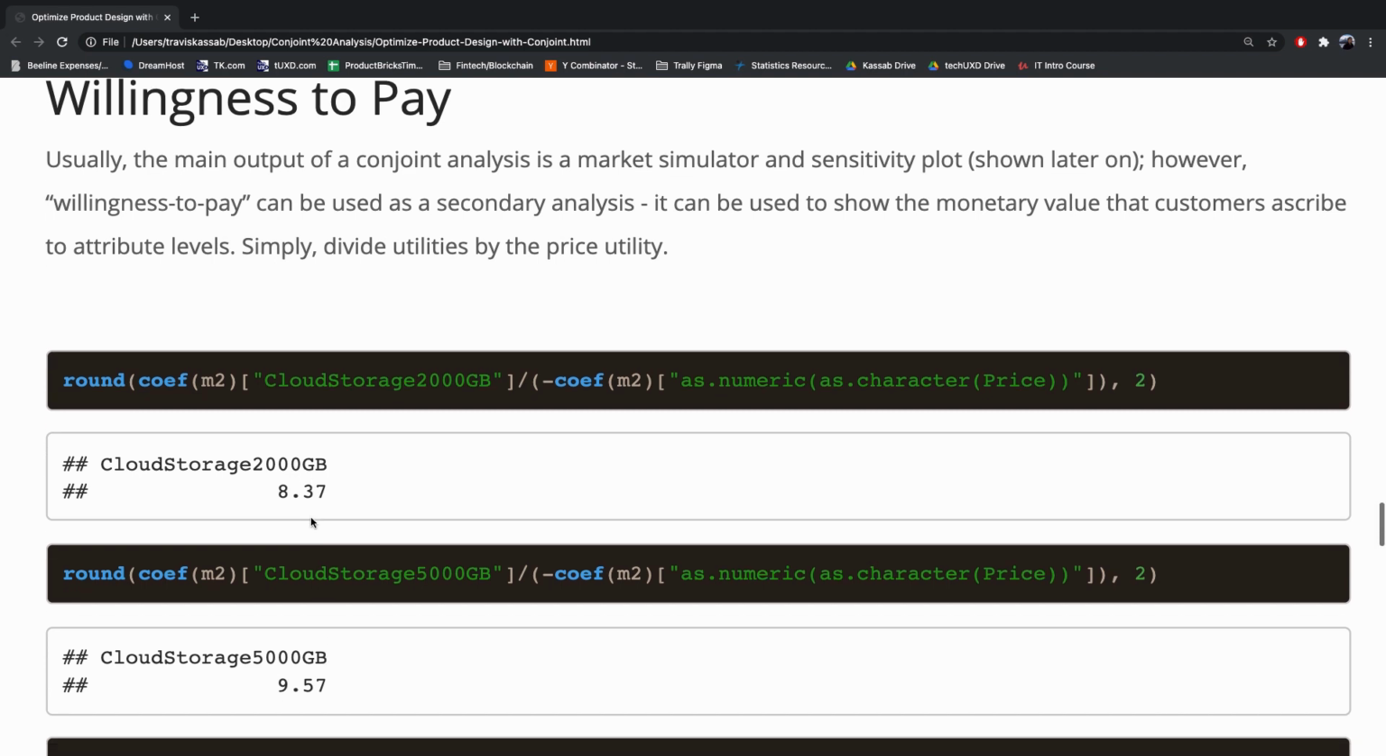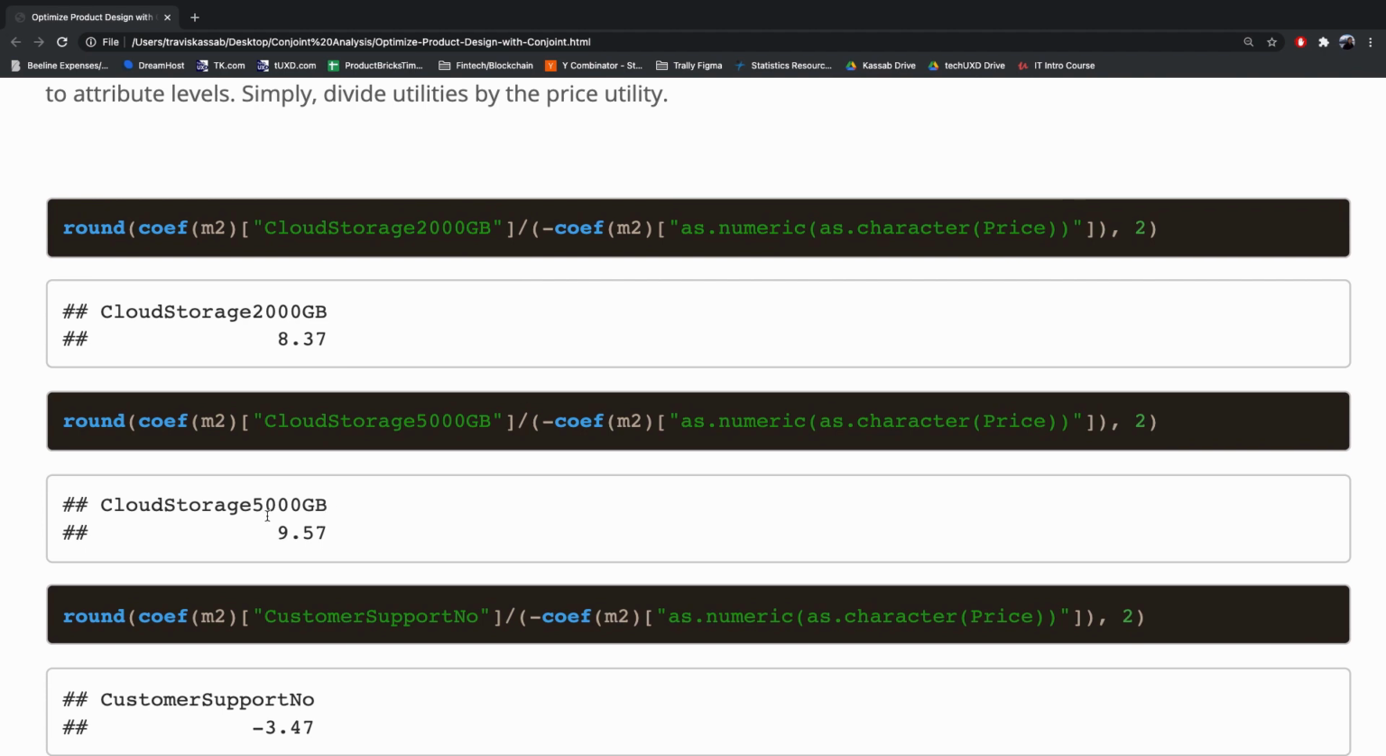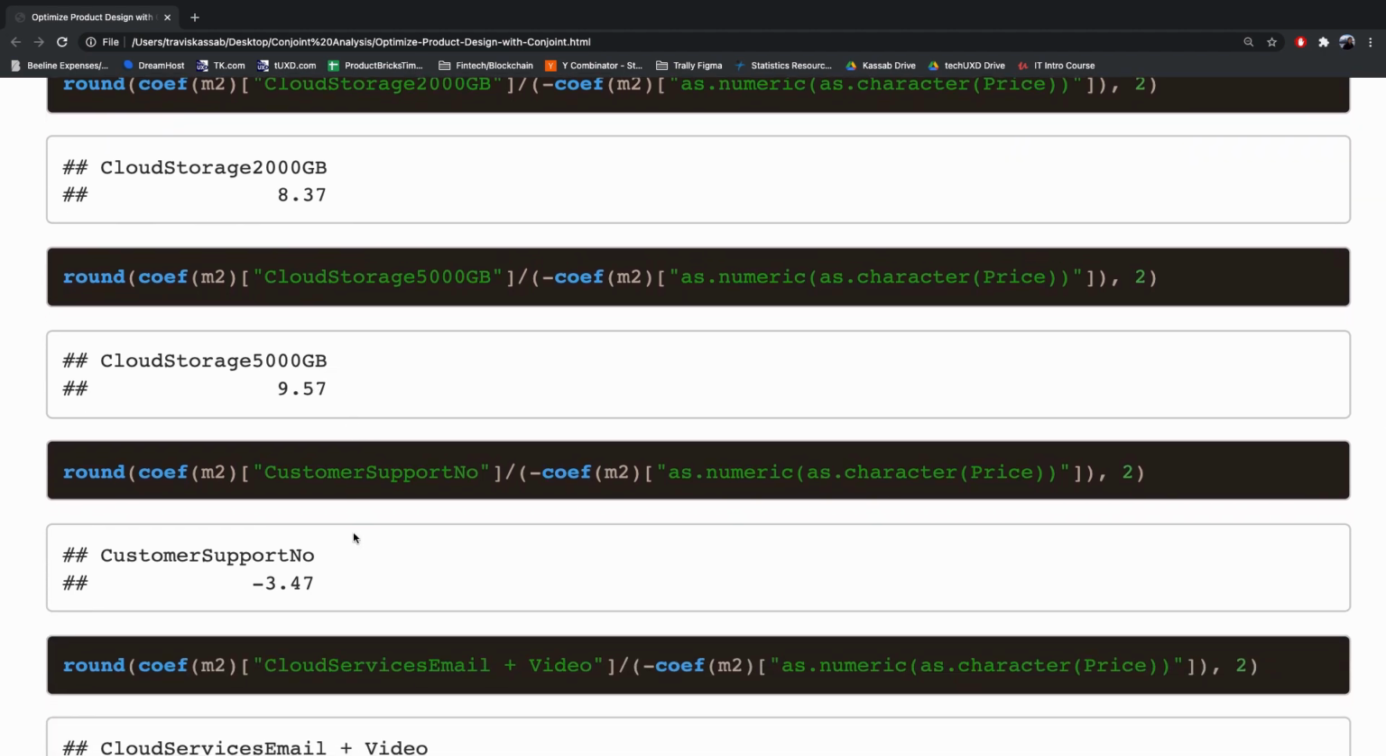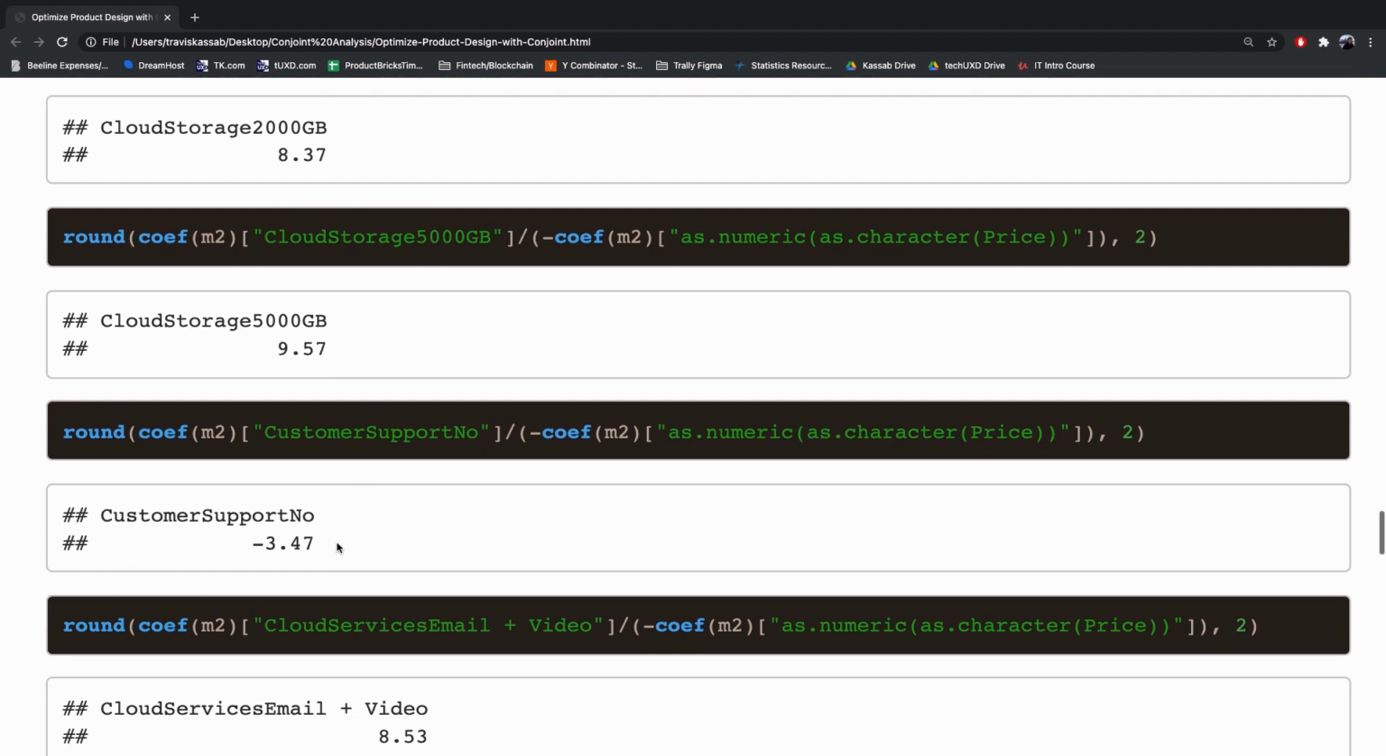So cloud storage, 2,000 gigabytes. What I'm doing is I'm just dividing the cloud storage 2,000 gigabyte utility by the price utility. And this gives $8.37 a month; 5,000 gigabytes, $9.57 a month. These are going to be proportional to the utility scores that we already saw in the regression equations above. But it's in more intuitive terms because stakeholders can see the monetary value.